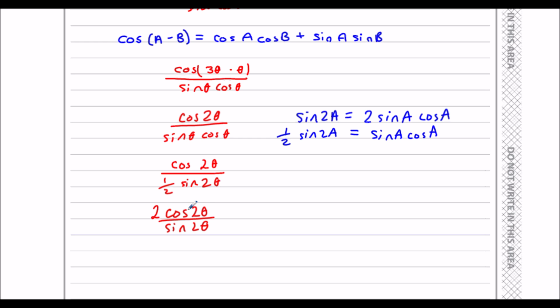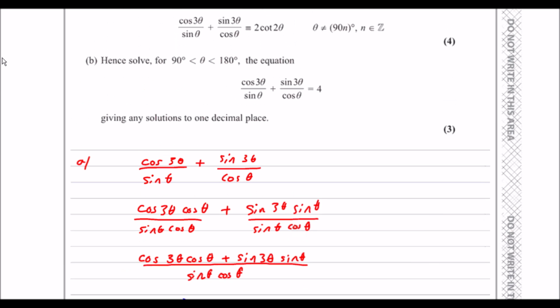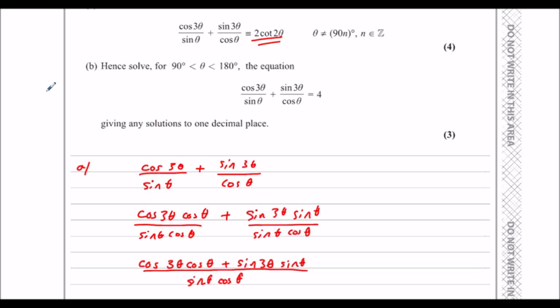And cos over sine is cot. Sine over cos is tan. Cos over sine is cot. So it's 2 cot 2 theta.